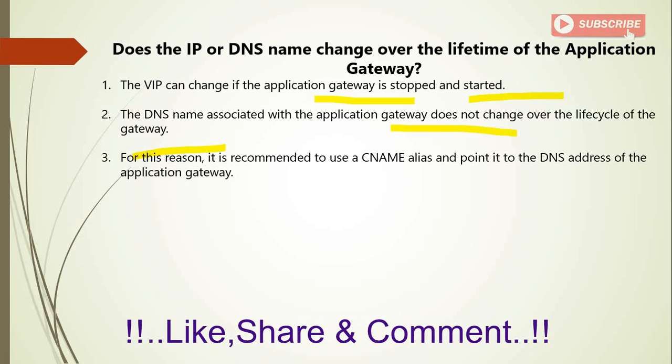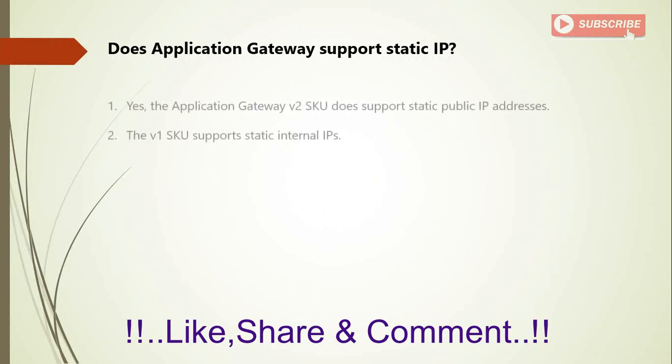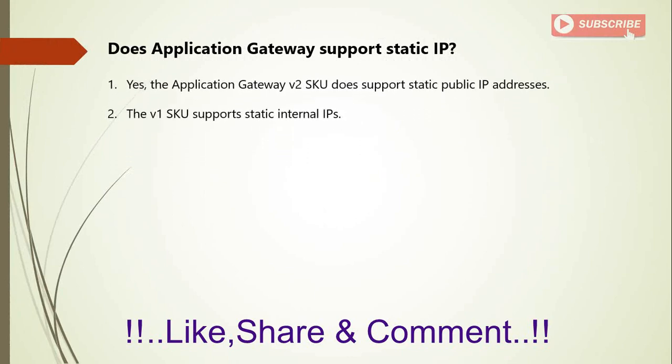For this reason, it is recommended that you use a CNAME alias and point it to the DNS address of the application gateway. In this situation, you should use CNAME. Next one, does application gateway support a static IP address? Yes, it does. Application gateway version 2 does not support a static IP address. Version 1 will support static internal IP addresses.